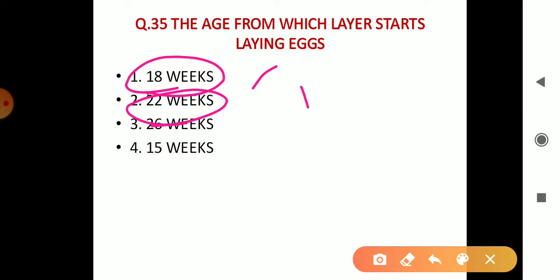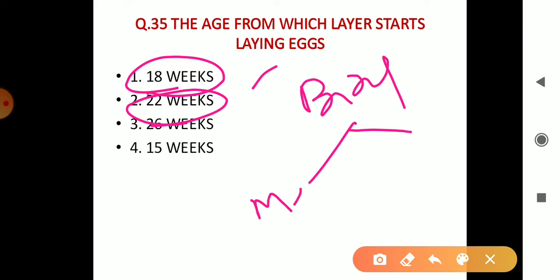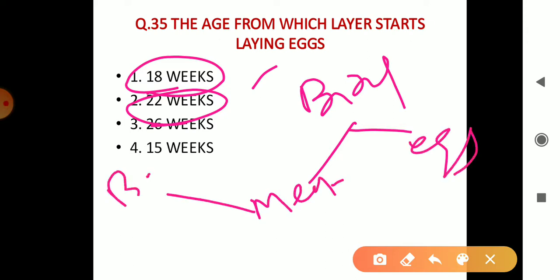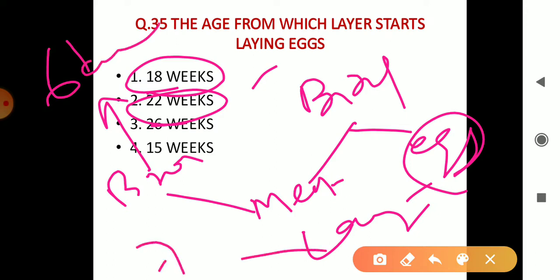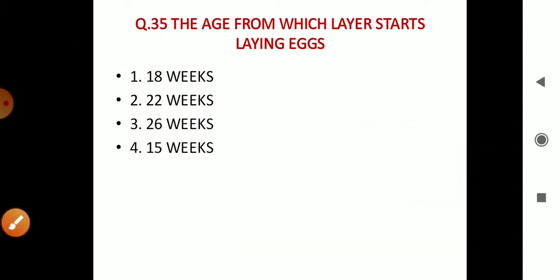So there are two types of poultry birds. One is for meat purpose, another is for egg purpose. The meat purpose birds are known as broiler, and the egg purpose birds are known as layer. The broilers are kept for 6 weeks, and the layers are kept for 72 weeks. Then after that they are disposed to the market.